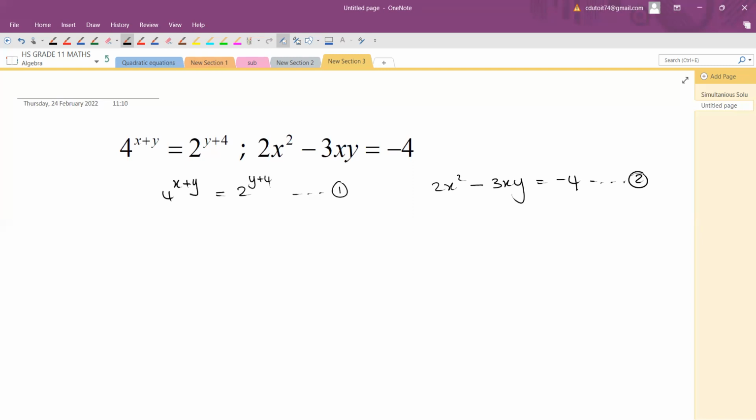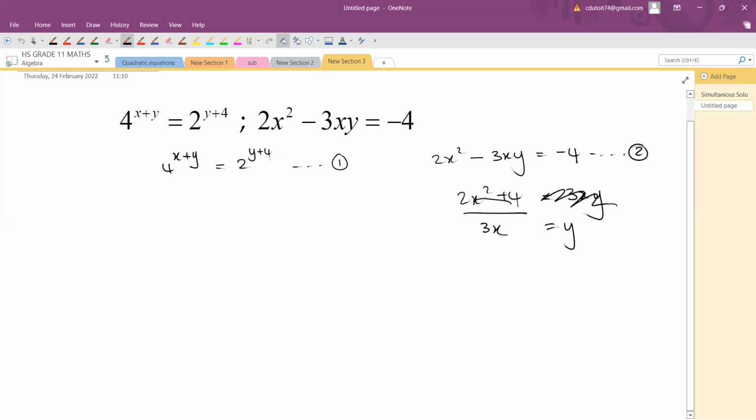Okay, which one are you going to use, you think? Why don't you use equation 2? Okay, equation 2 is a problem. Why? Because how will I make y the subject of the equation? Look at this. If I throw the 3xy over, it looks like this, and then I have 2x squared plus 4, and then I have to divide that with 3x to get y. Agreed? That is something I don't want to substitute. It's not wrong. It's just going to make life very difficult.